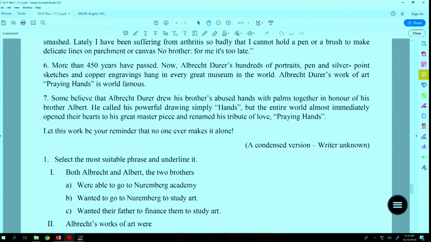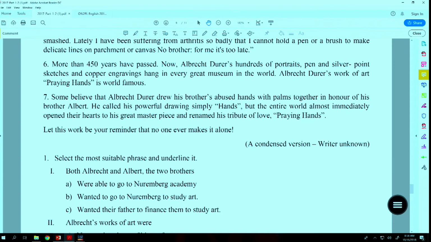Then in 6th para, more than 450 years have passed. අවුරුදු කොච්චරද? 450කට වඩා. ගත වෙලා තියෙනවා. Albrecht Dürer's hundreds of portraits, pen and silver point sketches. හරි? ඒ කියන්නේ අර art academy එකෙන් study කරලා graduate කරලා ආපු සහෝදරයා. එයා තමයි Albrecht ගේ 100 of portraits. සිතුවම් 100 ගාණක්. pen and silver point sketches.